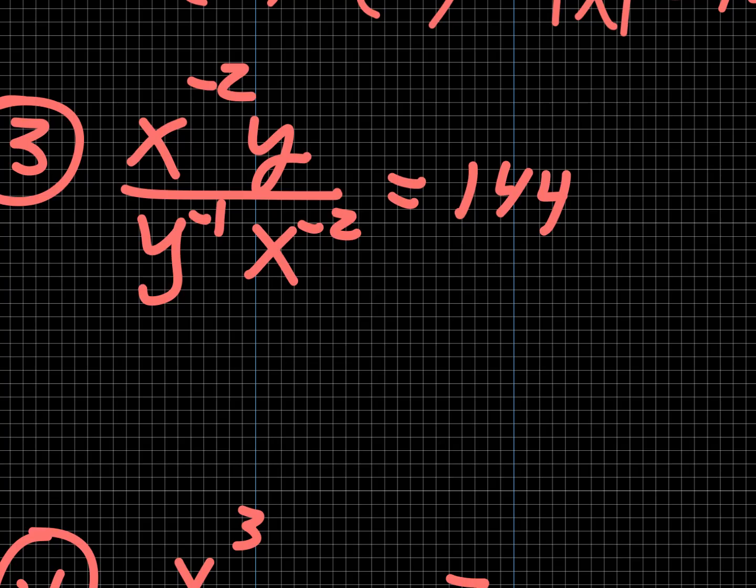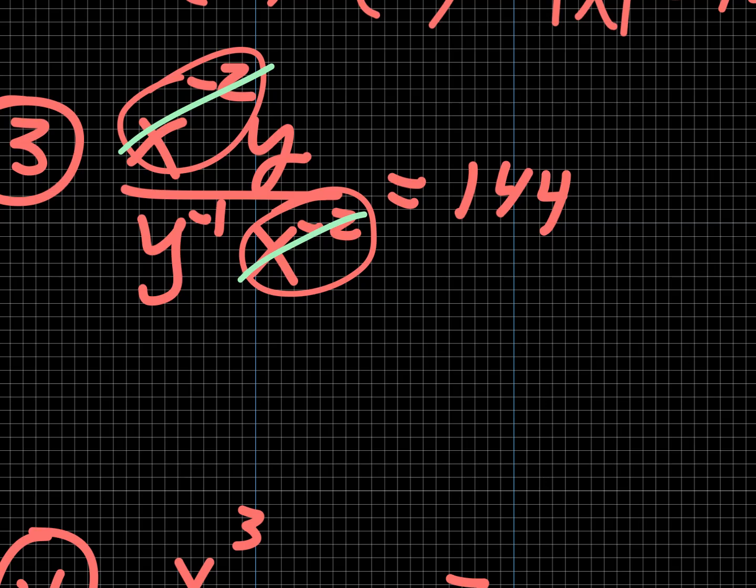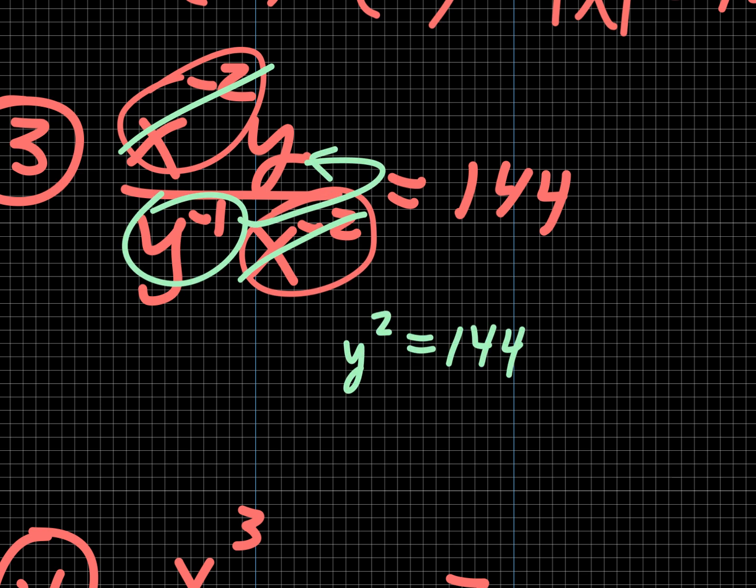A whole lot of these are unhappy, got to move them around. So then it ends up being, well, actually, I can just cancel them. There's the same thing on the top and the bottom. I could move them to be happy first and then cancel them, but they're going to get canceled. And these are unhappy, they go up to the top, and I have y squared equals 144. Square root on both sides is the same as the 1/2 power.